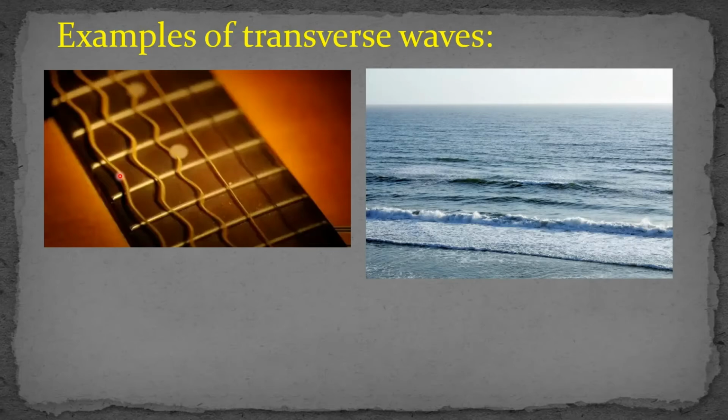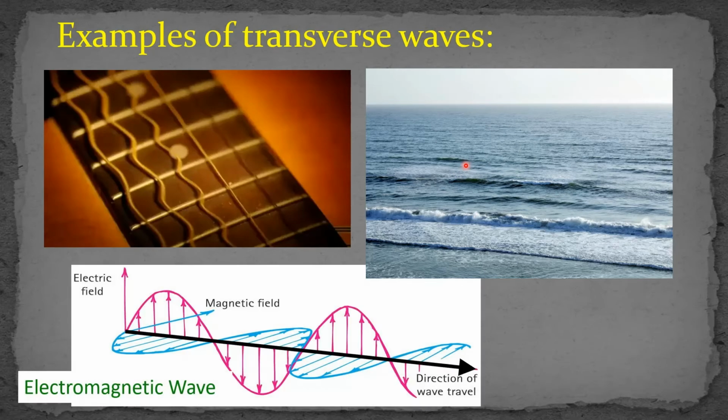I already showed you the ocean waves. Those are examples of transverse waves on the surface. Another big one are electromagnetic waves, and that's of course all types of light. So visible light, infrared light, gamma rays. We'll get into that in chapter 26, like I mentioned earlier.